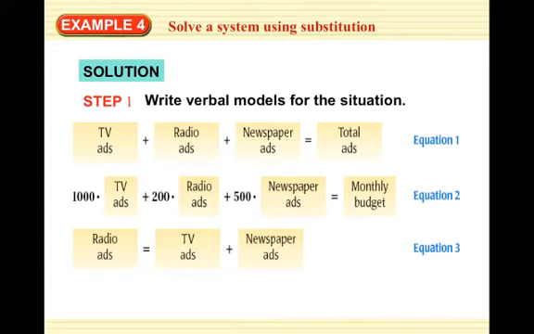So if we multiply the number of each kind of ad by the amount it costs, add those together, you'll get the monthly budget. The other thing we know is that the number of radio ads equals the number of TV ads plus the newspaper ads. They gave us that comparison statement in our problem.